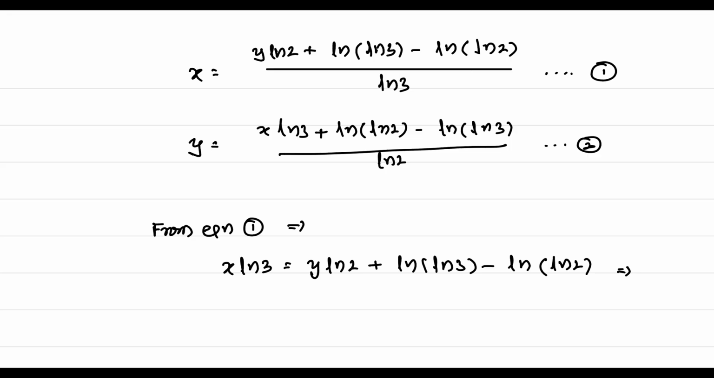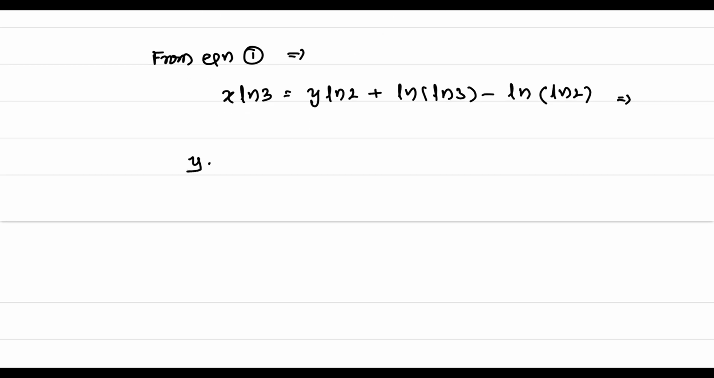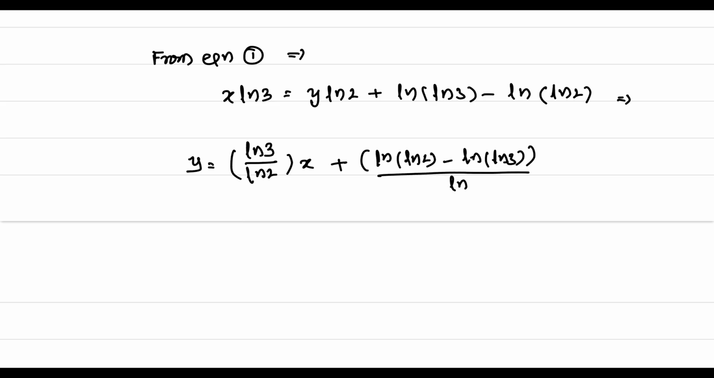That implies y is equal to ln 3 divided by ln 2 into x plus ln of ln 2 minus ln of ln 3, whole divided by ln 2 from the above. You treat this as homework. How have you got it? By simplifying, we will get this value.